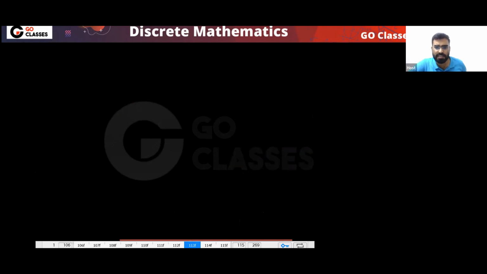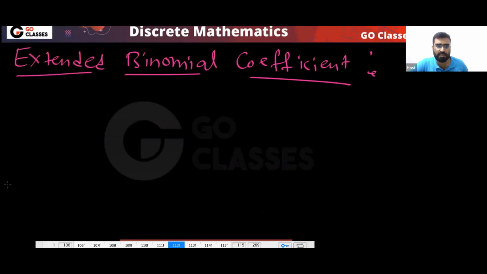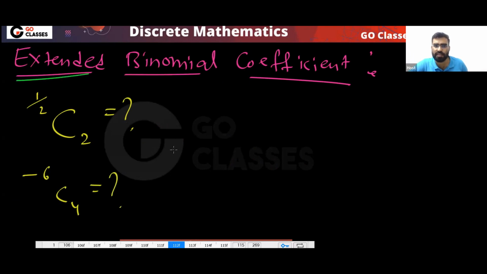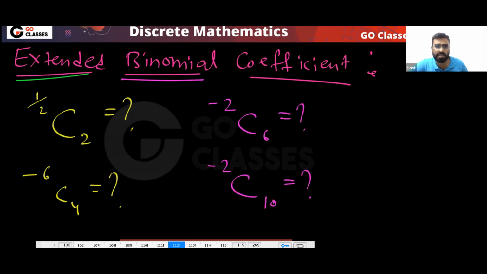Now, what is this extended binomial coefficient? It is something like this. For example, if I ask you, what is half C2? Can anyone tell me what is half C2? Or if I ask you, what is minus 6C4? This is the extended binomial coefficient. Can you see something interesting? I am asking half C2, minus 6C4, minus 2C6, maybe minus 2C10, something like this. So this is the question.